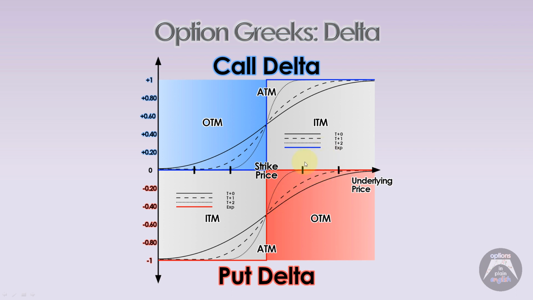If it expires out of the money, for both puts and calls, they're going to be worthless. Delta is going to be 0, and they're going to cease to exist.